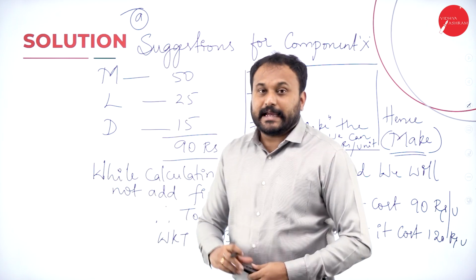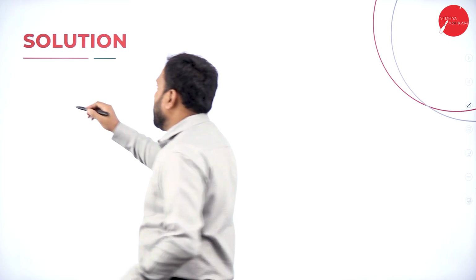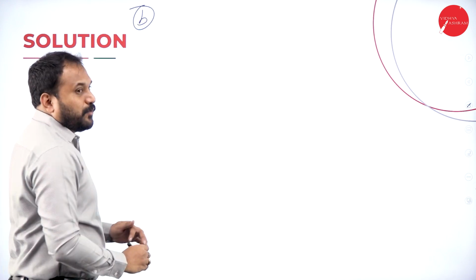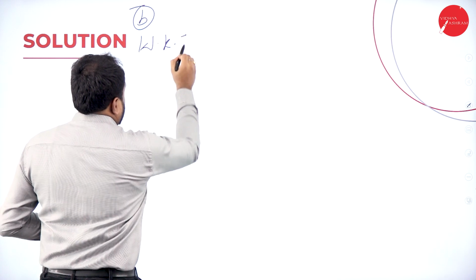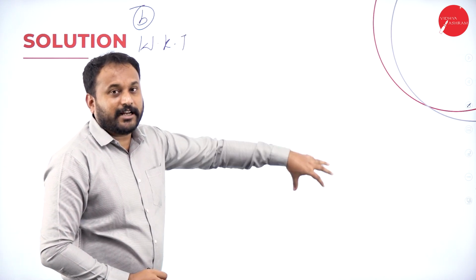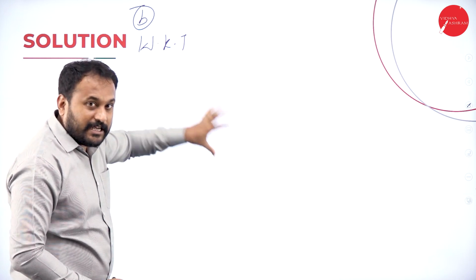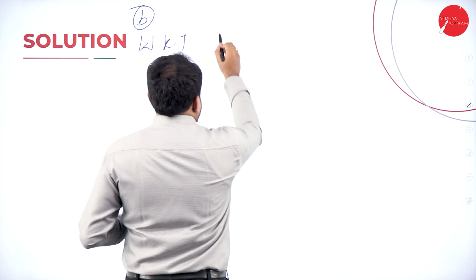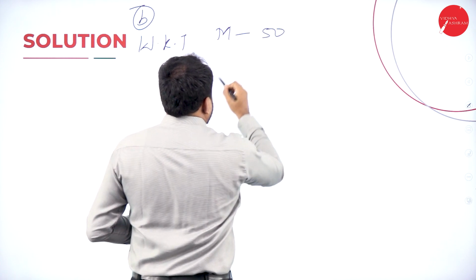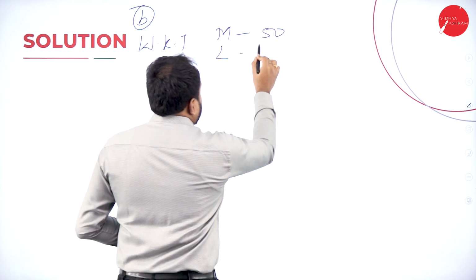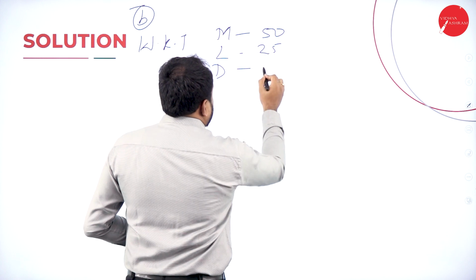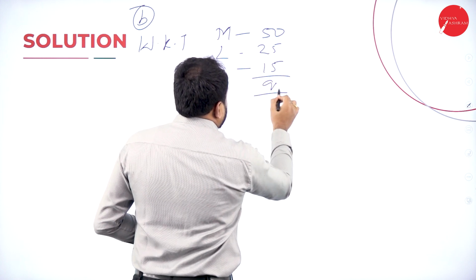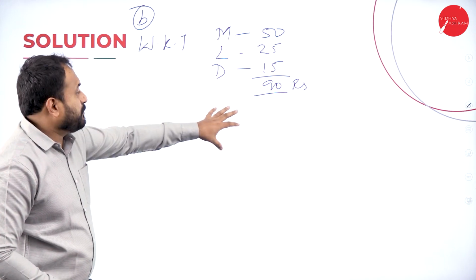Next, if we go with B, again here you write B. What they have said is, if the market is giving it for 80 rupees, we know that we have already calculated 90 rupees. Again, you are supposed to calculate even in section B: material is 50, labor is 25, and direct expenses is 15. So in total, we will go with 90 rupees to make the product.